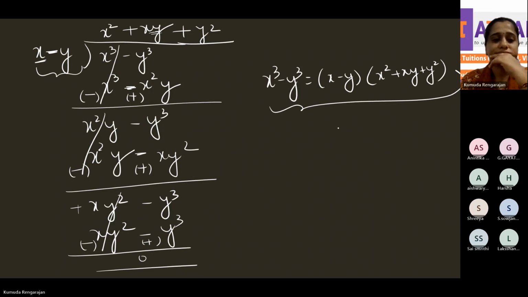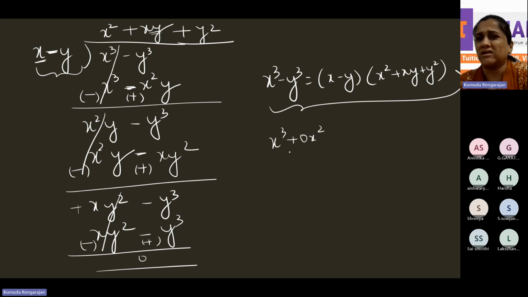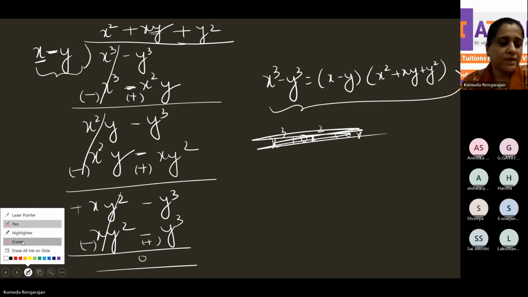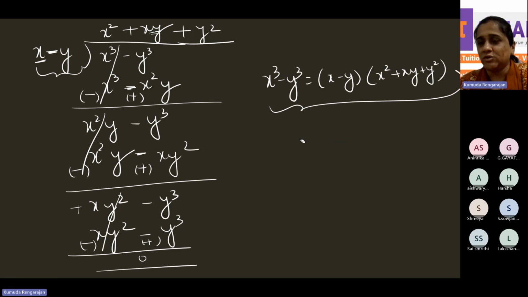In some schools, if at all you learn division, they'll add x cube, then plus some 0x square. I don't do all that. For the missing terms, they'll keep adding plus 0x square plus 0x and all that. I don't do this. I think this is too babyish. For 8th standard, you can understand this. The missing terms, they'll show with 0.